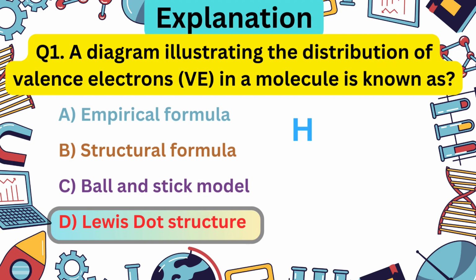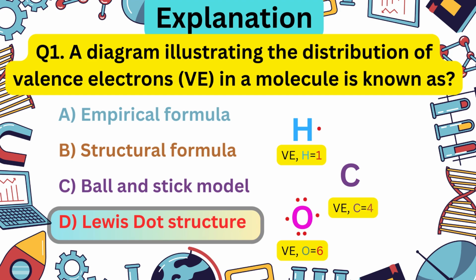Hydrogen, H, belongs to group 1A, so valence electrons are 1. Oxygen, O, belongs to group 6A, so valence electrons are 6. Carbon, C, belongs to group 4A, so valence electrons are 4.